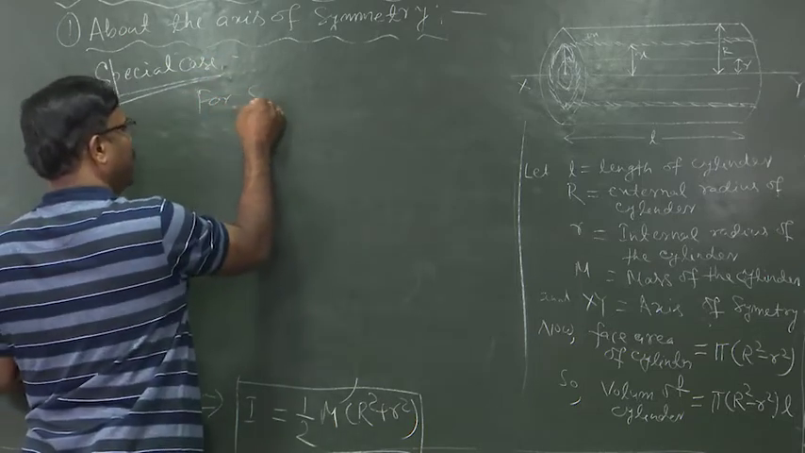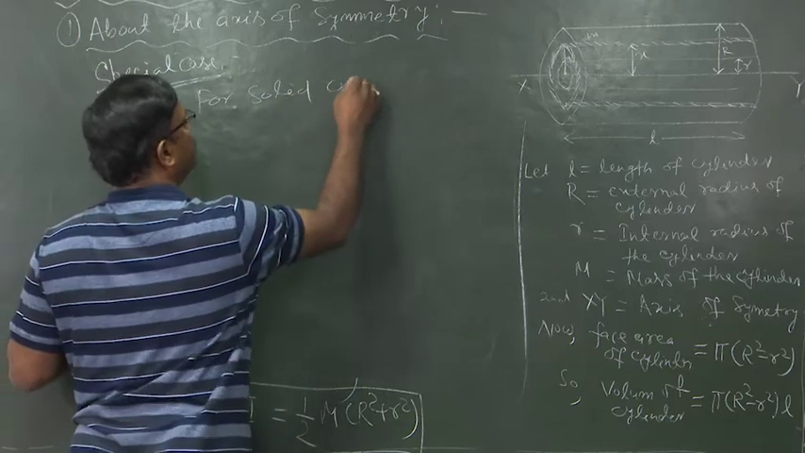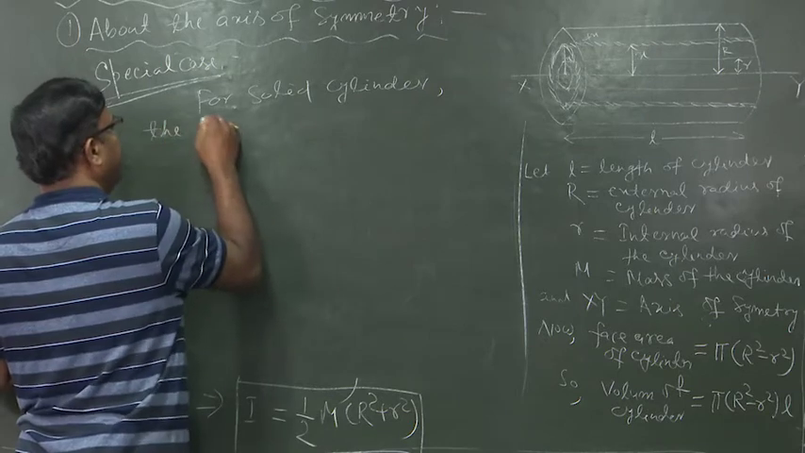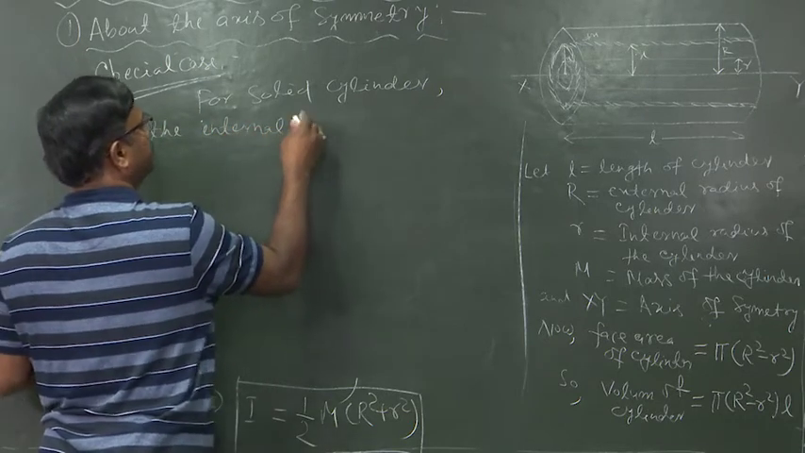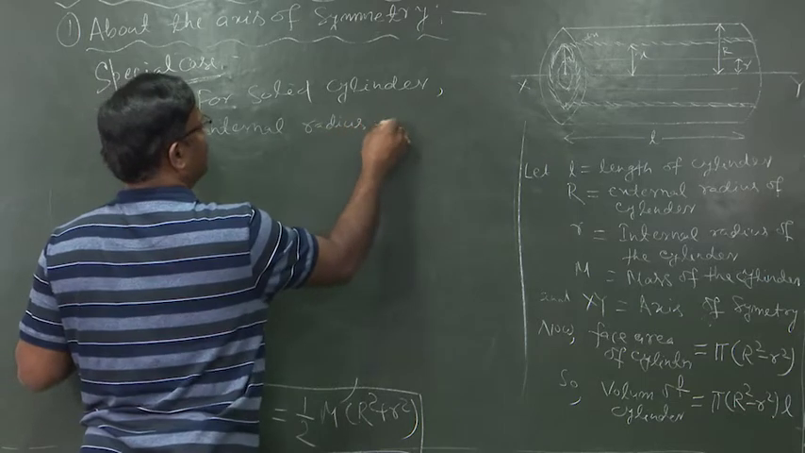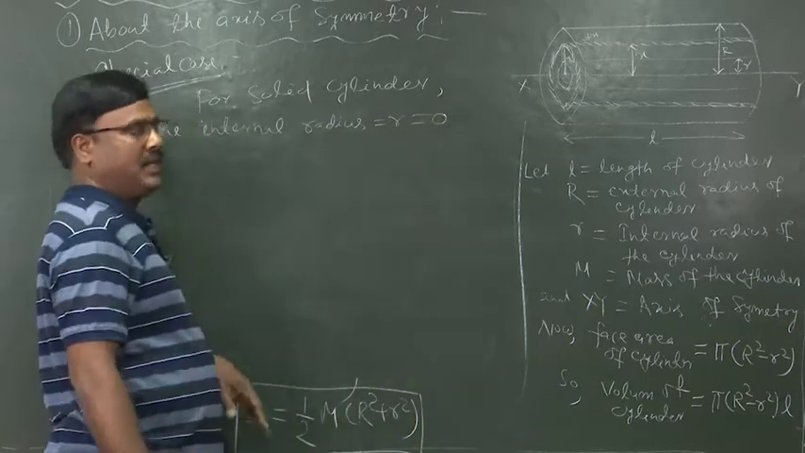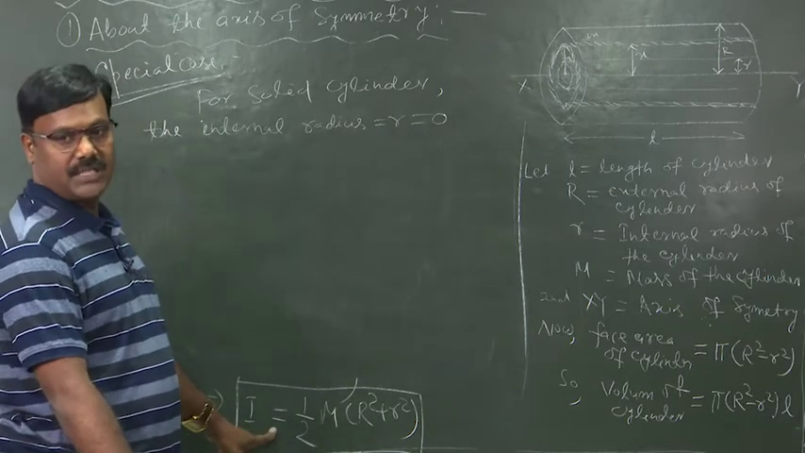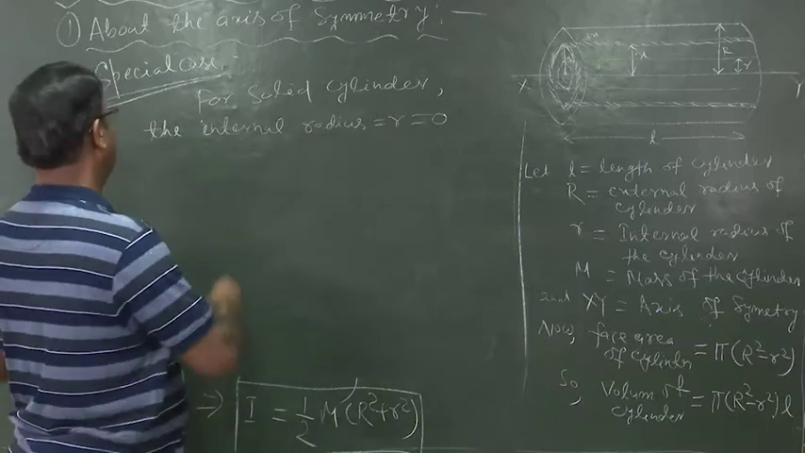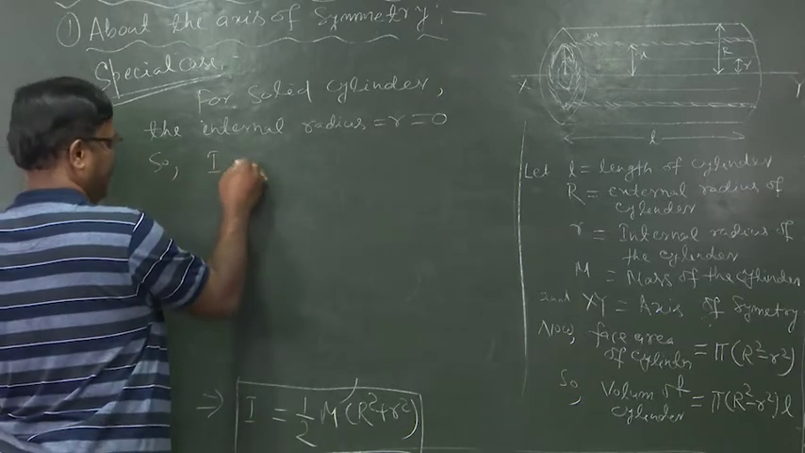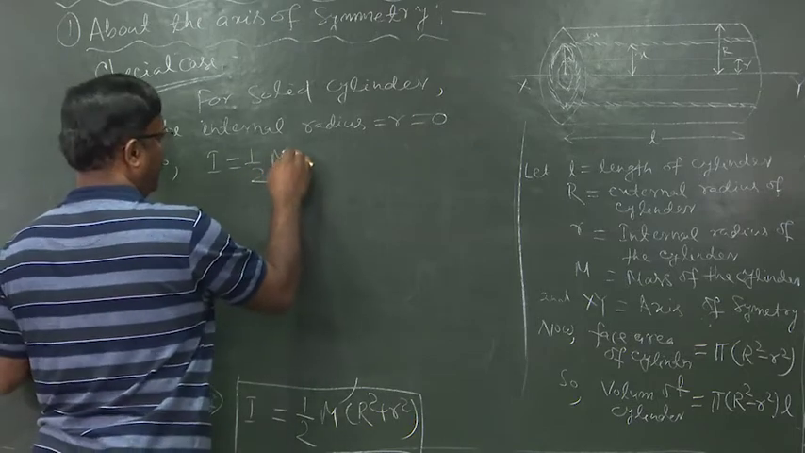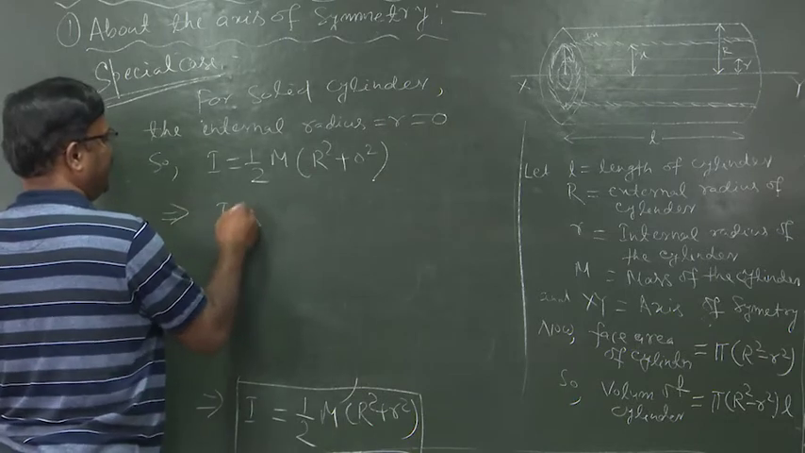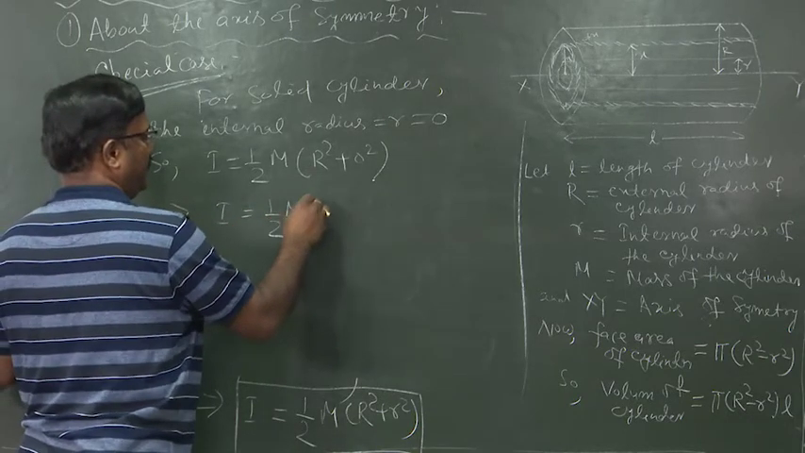For a solid cylinder, the internal radius small r is equal to 0, and putting the value of small r equal to 0 in the expression for the moment of inertia of a hollow cylinder, we get I is equal to half M into (R square plus 0 square), which implies I is equal to half M R square.